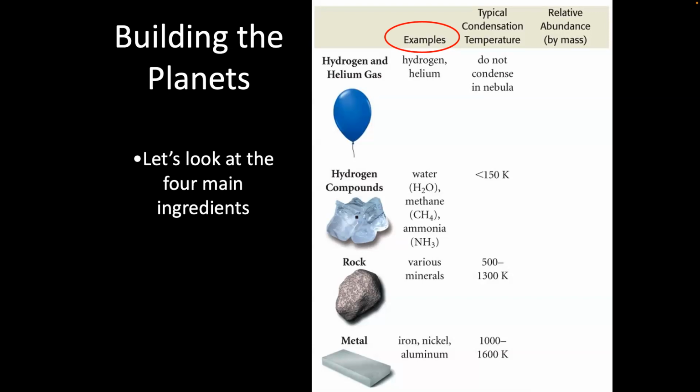What about hydrogen itself? Never condenses. Helium hates chemistry, doesn't even want to be included on this figure. So it never condenses in the nebula. And you might be saying to yourself, water does not condense at 150 degrees Kelvin because it is currently way above that and it's not evaporated in my cup. What's the difference here?